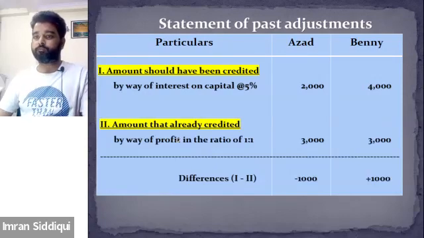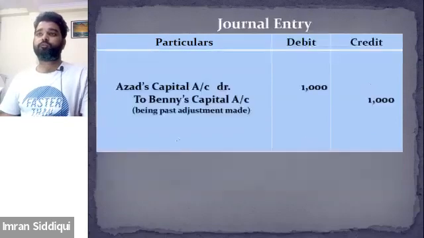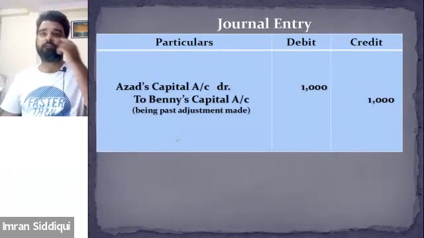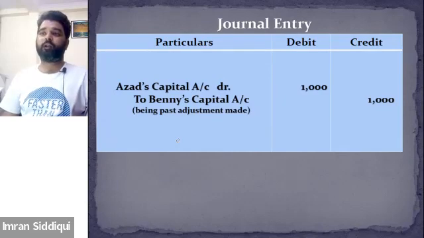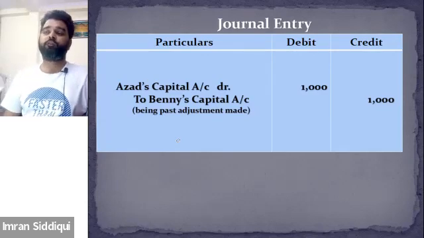All right, so let me show you the slide of the journal entry as well. So this is the journal entry that we'll be doing. Azad's capital account will be debited since he got 1,000 extra, and Benny's capital account will be credited since he received 1,000 less.